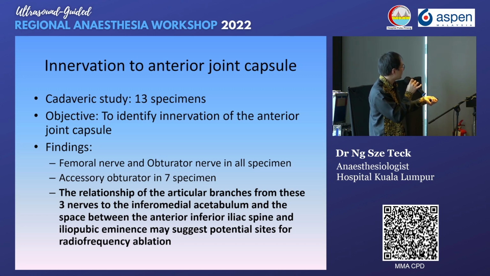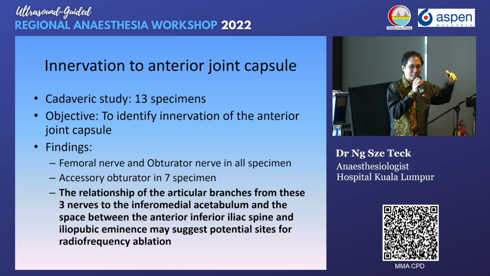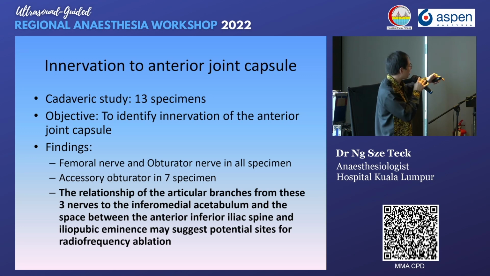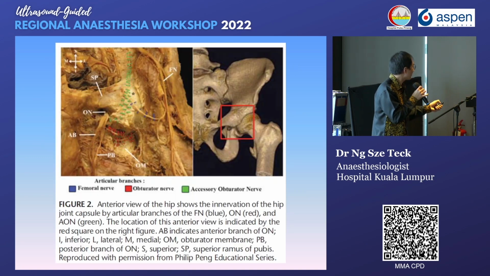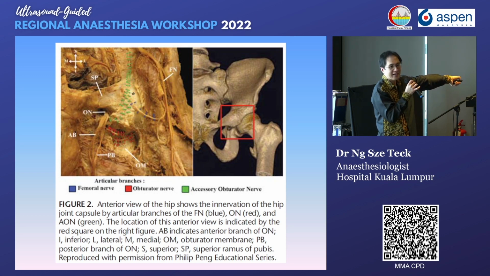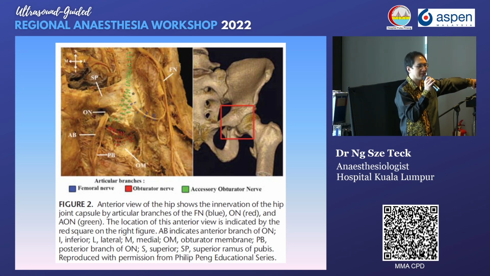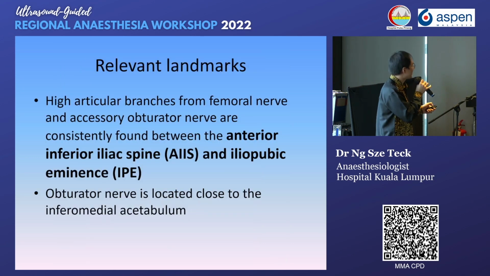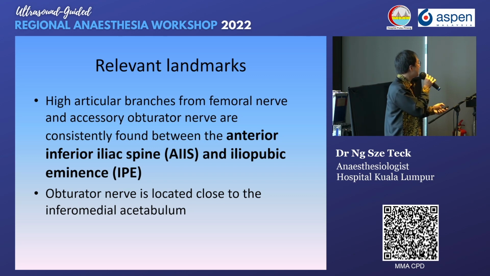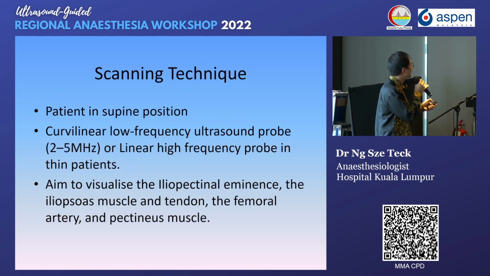They are in the space between the anterior inferior iliac spine and the iliopubic eminence. It means that all these three nerves can potentially be blocked if you put a needle at the space between the anterior inferior iliac spine and the iliopubic eminence. So this is the space that they found. If you put the needle there and inject LA there, you can potentially block all three nerves that innervate the anterior hip capsule, and you provide analgesia for your patient. So then they came out with this PENG block.